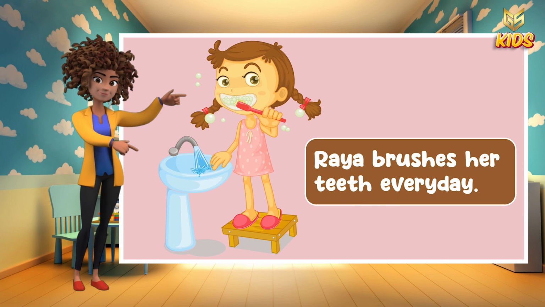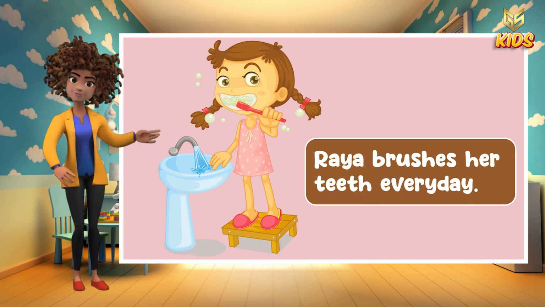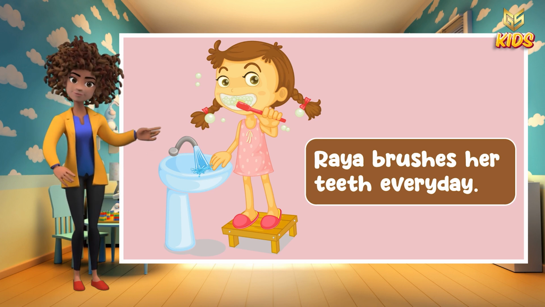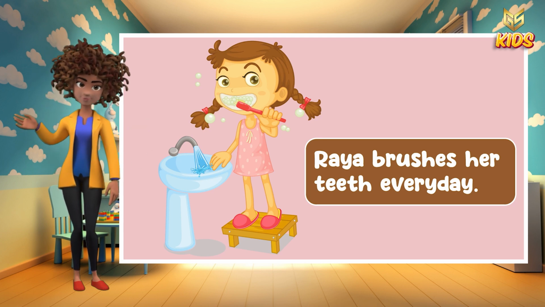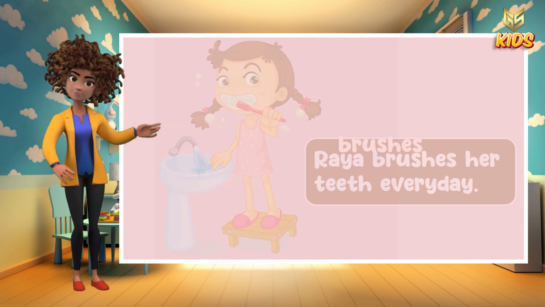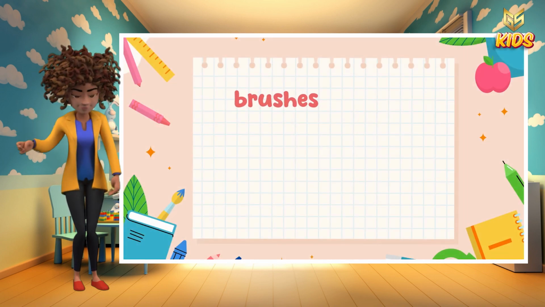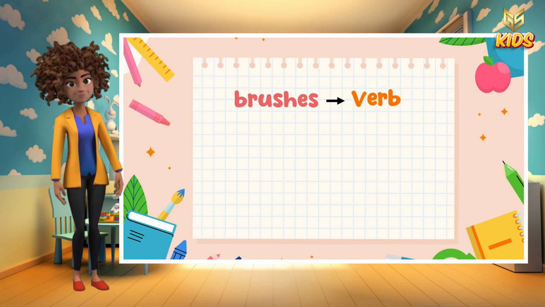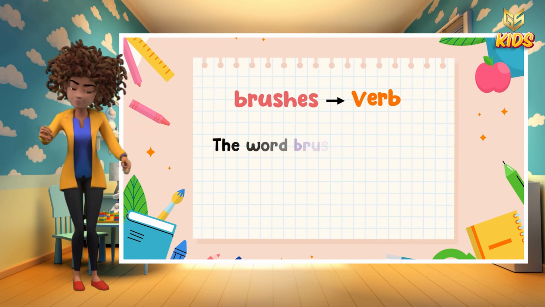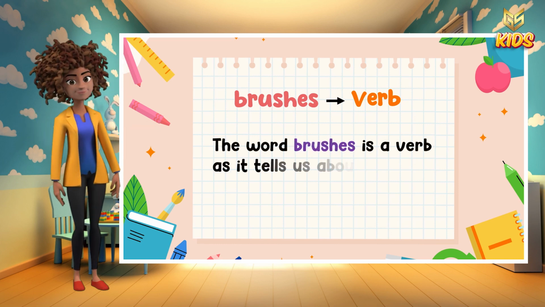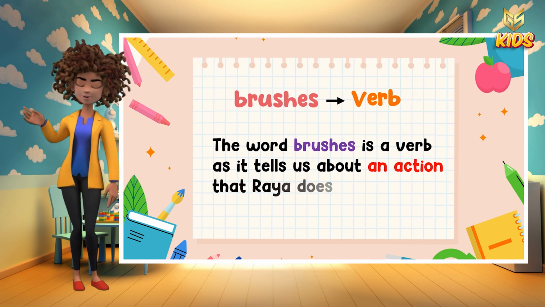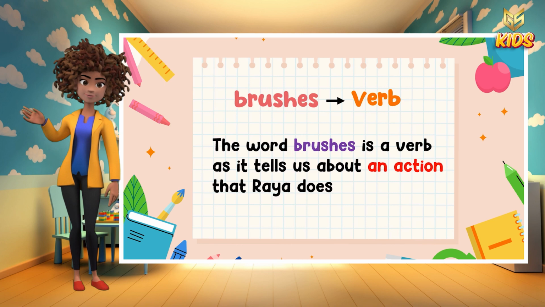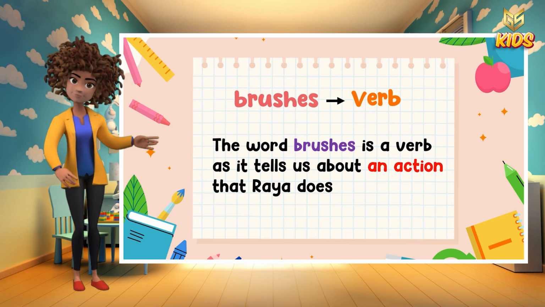Okay? Now we will look into another example. Raya brushes her teeth every day. What does Raya do? Raya brushes her teeth every day. Now come on children, tell me what is a verb here? Come on, tell me. Yes, here brushes is the verb. Brushes is a verb because brushes is an action word. The word brushes is a verb as it tells us about an action that Raya does. She always brushes her teeth. So brushes is an action. So here brushes means verb.